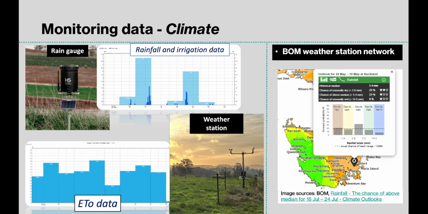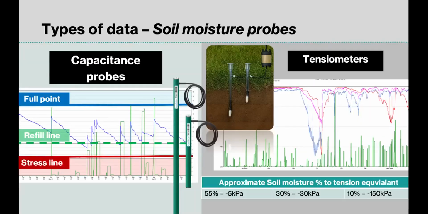Keep in mind how far away the weather station that you're looking at is, and consider looking at multiple nearby weather stations to get an idea of how much weather variability there is in the region and how relevant the weather station might be to you.